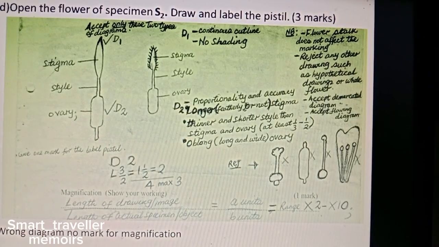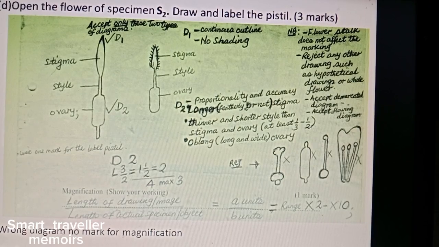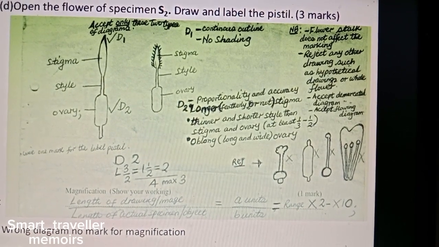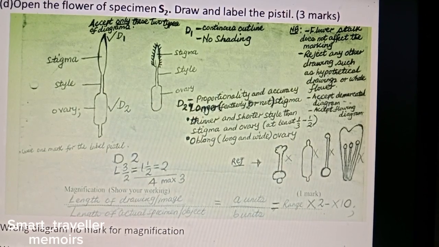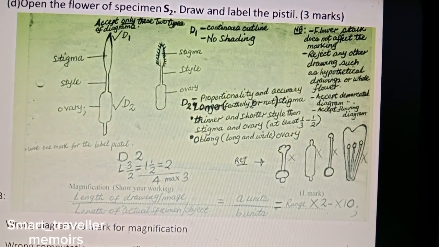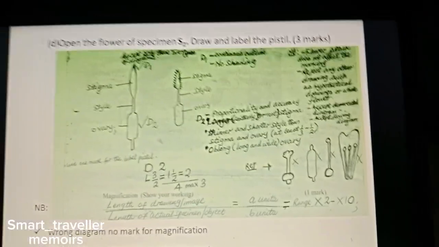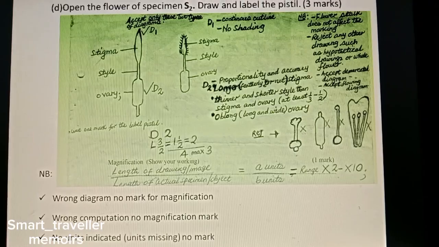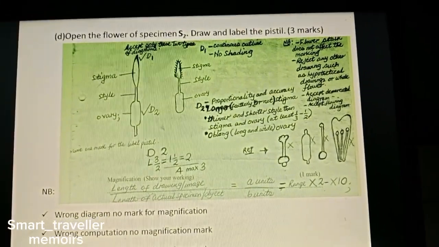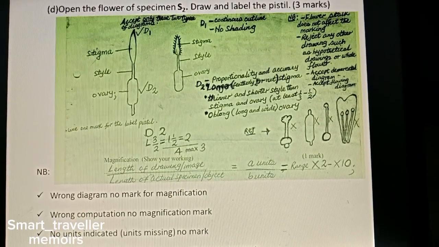Note, flower stalk does not affect the marking. Reject any other drawing such as hypothetical drawings or whole flower. Accept demarcated diagram, accept flowing diagram. All right? So that is the way that diagram was supposed to be marked. Guys, you can see it even now, right?